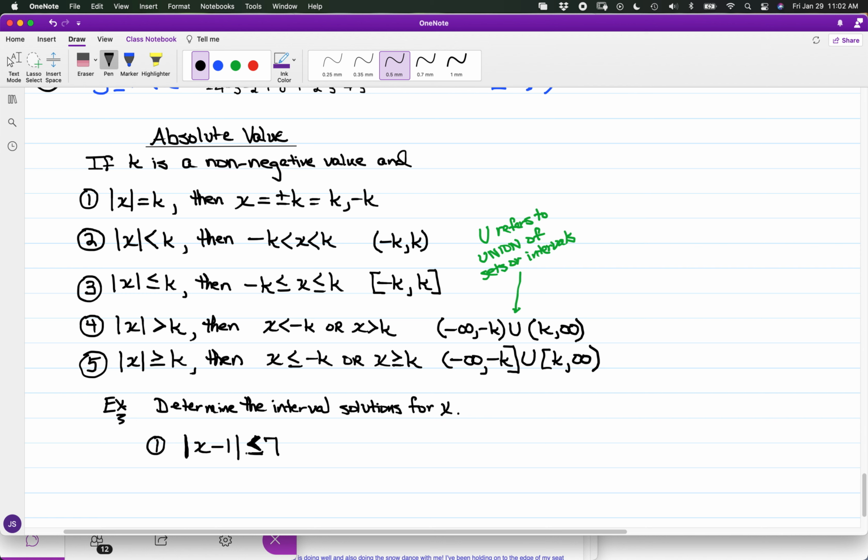So think of the absolute value of x, where x is represented by x minus 1, and k is represented by 7, which is a non-negative value. And in terms of which of these applications will apply, the direction of the inequality in the absolute value is less than or equal to k. If the absolute value of x is less than or equal to k, once you take the absolute value notation out, the characters inside will be sandwiched between the negative and positive of those values representing k.